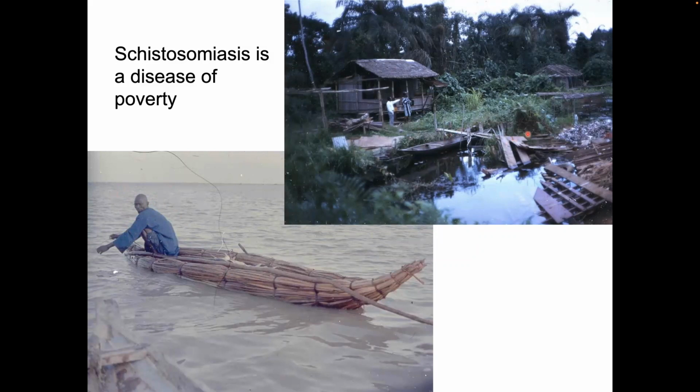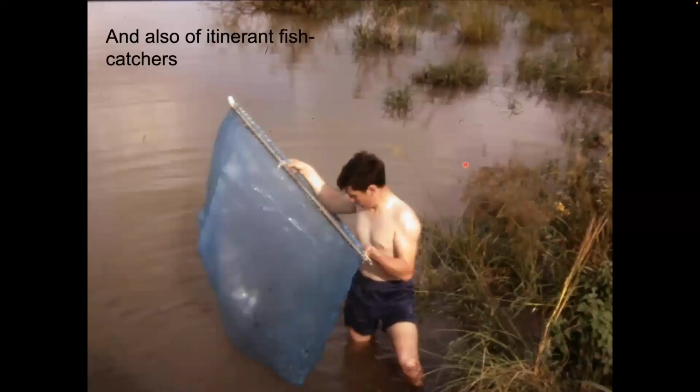This photograph is another poor area outside Lagos in Nigeria. Fresh water, lots of snails, lots of people, lots of schistosomes. And that's me at the age of 19, catching snails and fish and Schistosoma haematobium in West Africa.